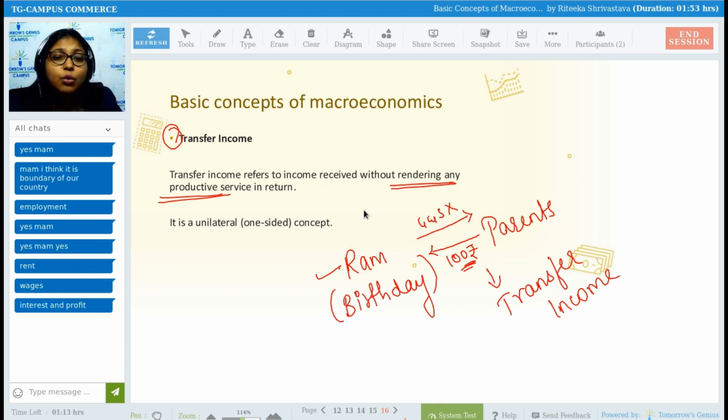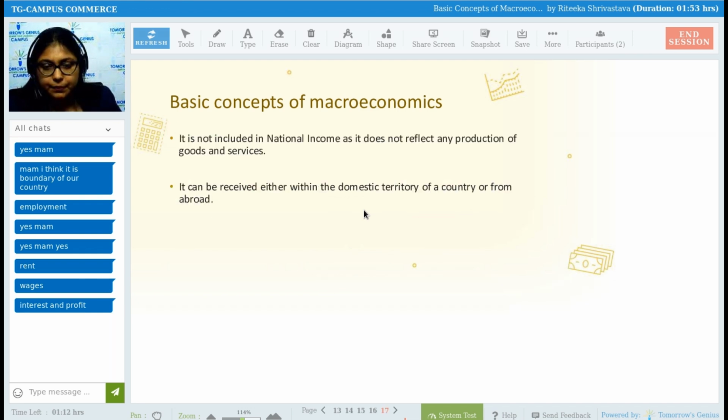So transfer incomes are also called unilateral incomes or one-sided incomes, because it's a one-sided concept. One person is giving you money. In return for that money, you are not providing any kind of goods and services to that person. Those kinds of incomes are called transfer incomes. And it is very important: it is not included in national income as it does not reflect any production of goods and services.